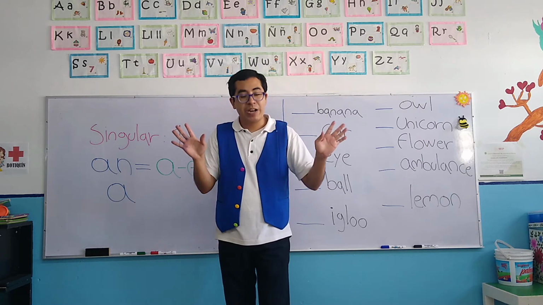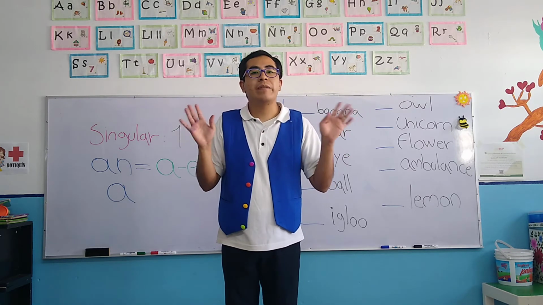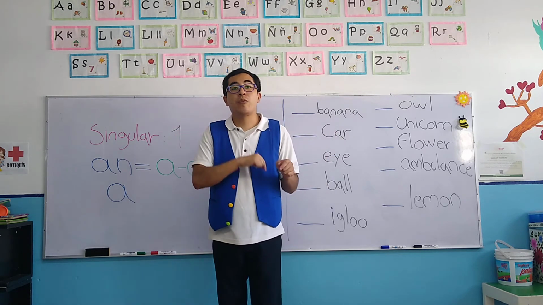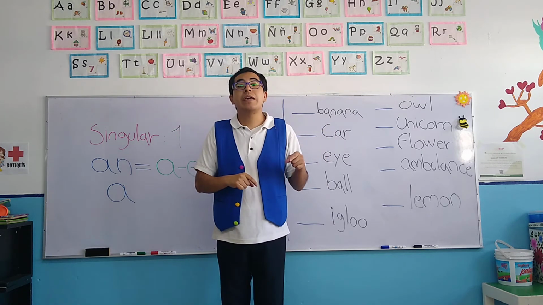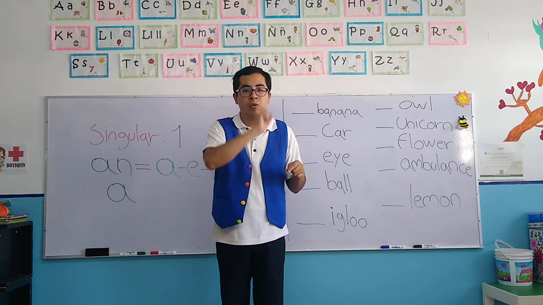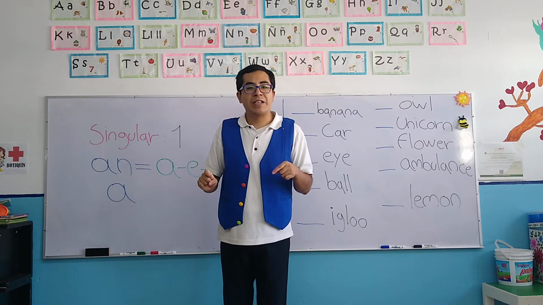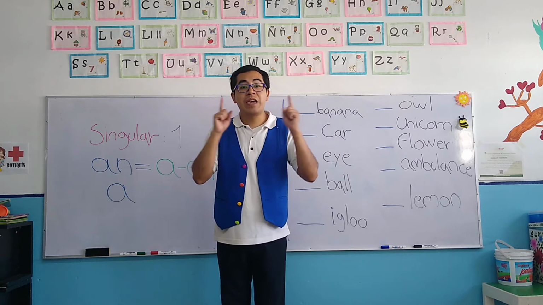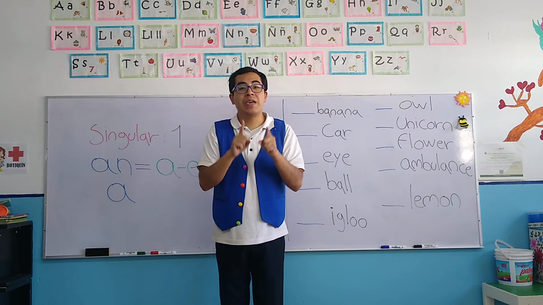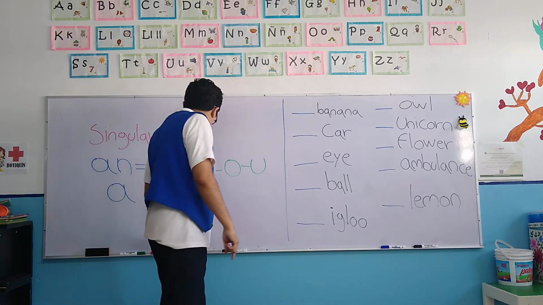Now, we already know the objects, ya sabemos los objetos. Let's transform these objects into singular, into only one. For that, let's remember the rules. If the word begins with a vowel, we write an. So let's start.